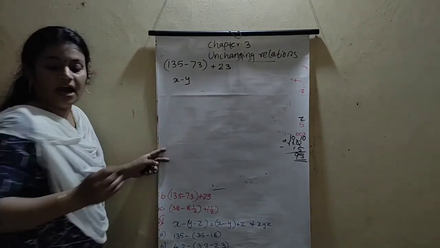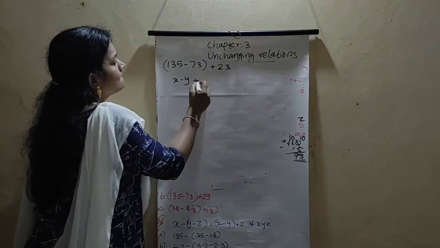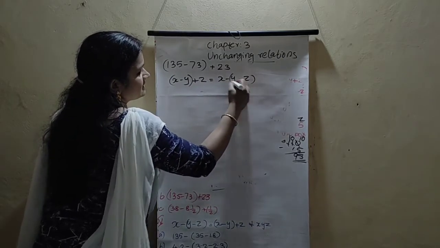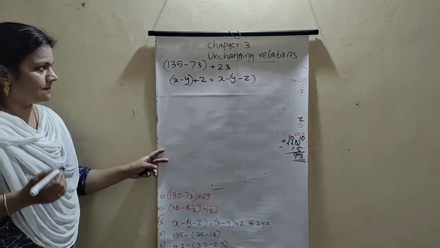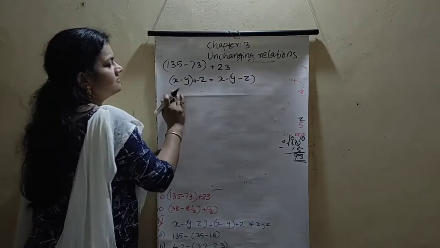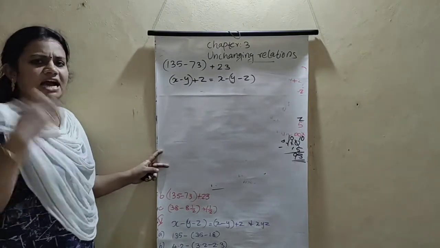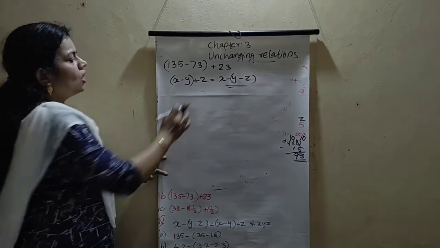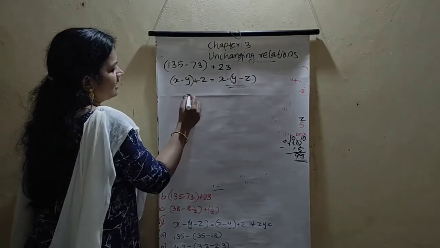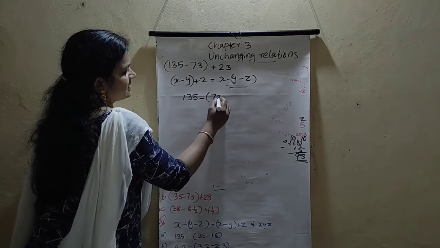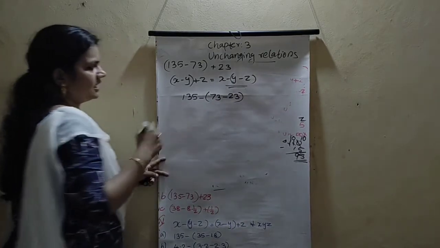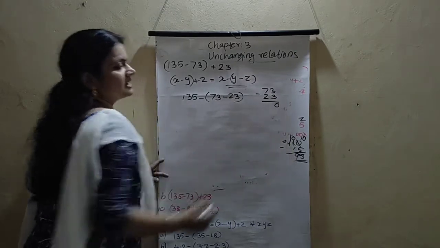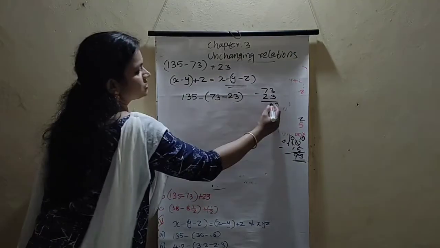x minus y plus z equal to x minus y minus z. This is the fourth general principle. Then you choose this left side or right side. Both sides you can select, no problem. So we are selecting the second side, the right side. Okay, do this problem. How to write: 135 minus 73 minus 23. Then you say 73 minus 23. What is the answer? 3 minus 3, 0. 7 minus 2, 5.